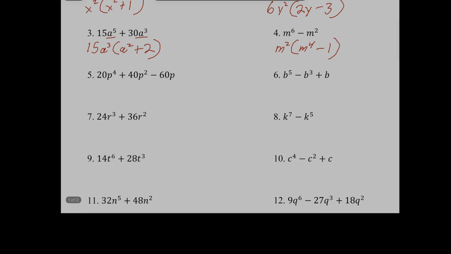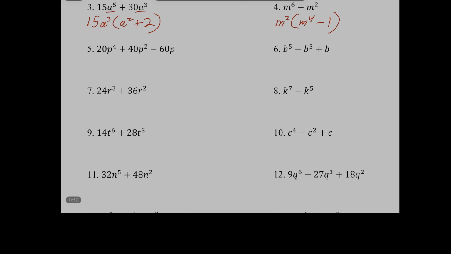Number 5, what's the most I can pull out of 20, 40, and 60? Well, hopefully you see the 20, but now I've got to do the letters. I have 4 P's, I have 2 P's, I have 1 P. Well, the most I can pull out of all of them is 1. Okay, I can't pull out more than I have, so that's going to be the biggest. So now this first one, the 20, all my numbers are gone, but I have 4 P's, I pulled out 1, I'm going to be left with 3 P's.